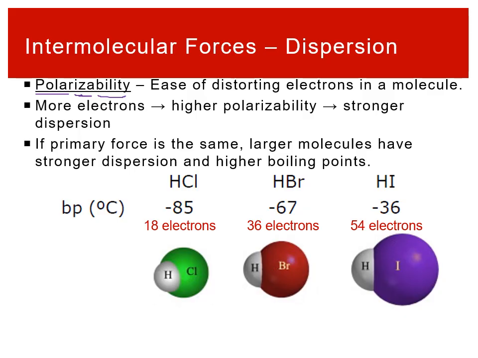So this is the ease of distorting electrons in a molecule. Electrons have a standard organization, whether that's polar or nonpolar. How much can they leave that? Molecules with a higher polarizability have stronger dispersion, because higher polarizability means those electrons are moving around more fluidly. You can get instantaneous dipoles relatively easily. You can get induced dipoles relatively easily.